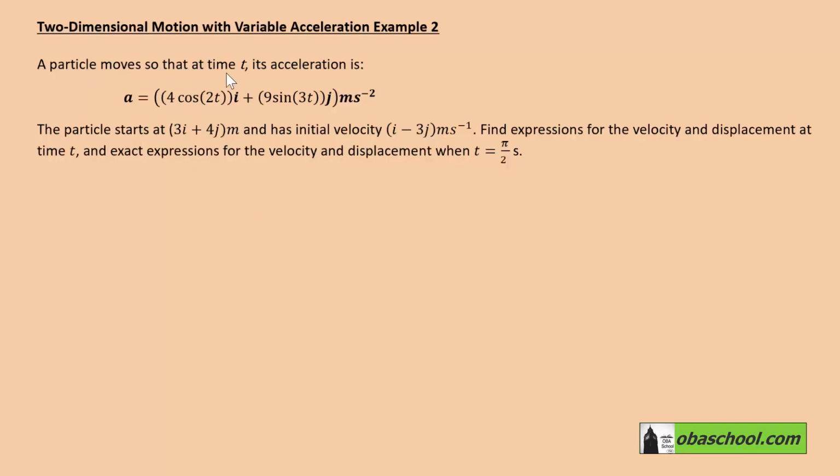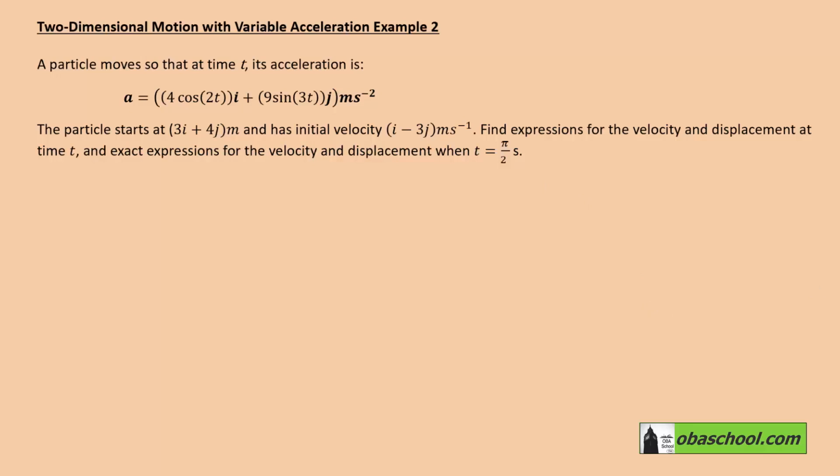A particle moves so that at time t its acceleration a is 4 cos 2t i plus 9 sin 3t j meters per second squared. The particle starts at a position 3i plus 4j meters and has initial velocity i minus 3j meters per second. Find expressions for the velocity and displacement at time t, and exact expressions for the velocity and displacement when t is pi by 2 seconds.